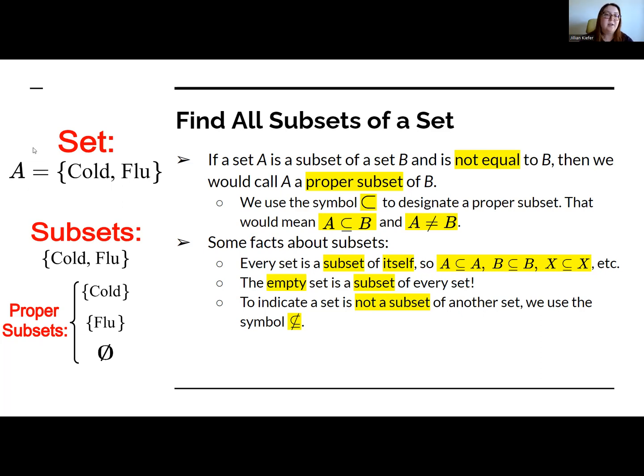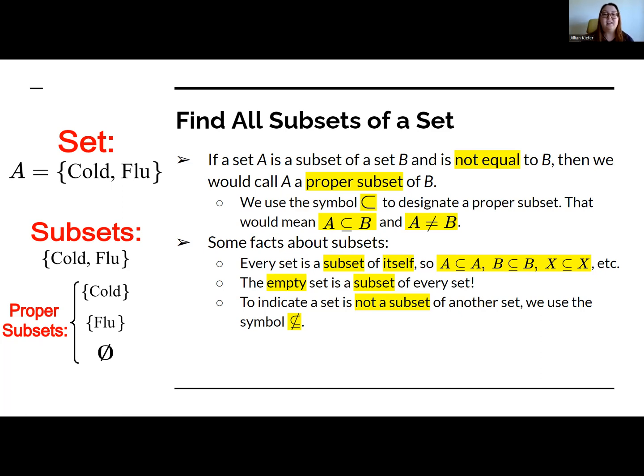All right, looking back to our example over here on the side, we have the set A, where A is cold and flu. So the subsets would be cold and flu, same thing, a subset of itself. But the proper subsets would be the smaller sets. Since there are only 2 elements in your set, and remember, order does not matter, so reordering it doesn't make it any different, your smaller subsets would just be each individual element. So your proper subsets would be the set of cold and also the set of flu.